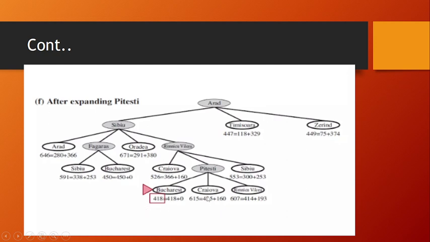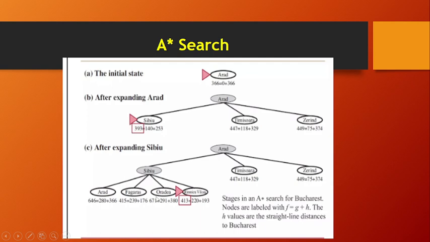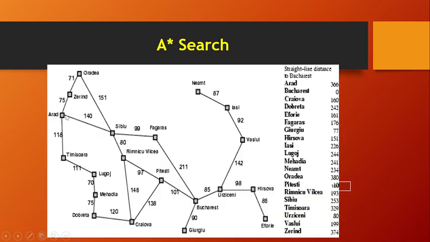Similarly, expand for the other cities also, Craiova and Rimnicu Vilcea. Their answers are 650 and 607. Shortest means the least value, and the least total path cost value is 418. Therefore, we have to consider Bucharest. So this is the minimum shortest path using the A-star algorithm from the city Arad to Bucharest. Thank you.